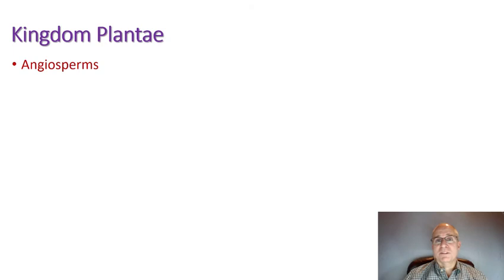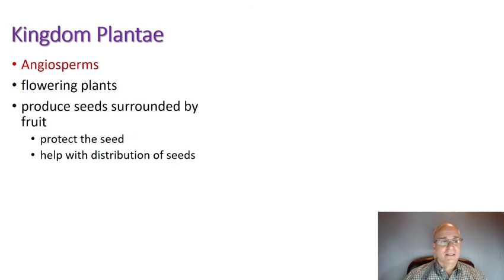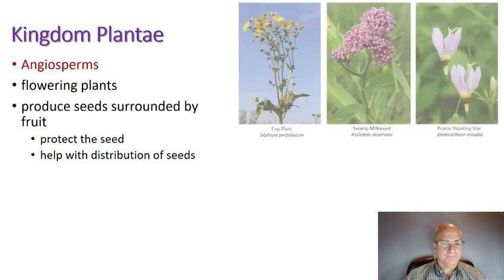The angiosperms, these are the flowering plants, and these are going to produce seeds that are surrounded by a fruit. That fruit is going to help protect the seed, and it may play a role, depending on the plant, in helping to distribute the seeds. Because if you're an oak tree, you don't want to release all of your acorns down at the base of your tree, because as those acorns grow up, they're going to be competing for sunlight and other resources with the parent plant.